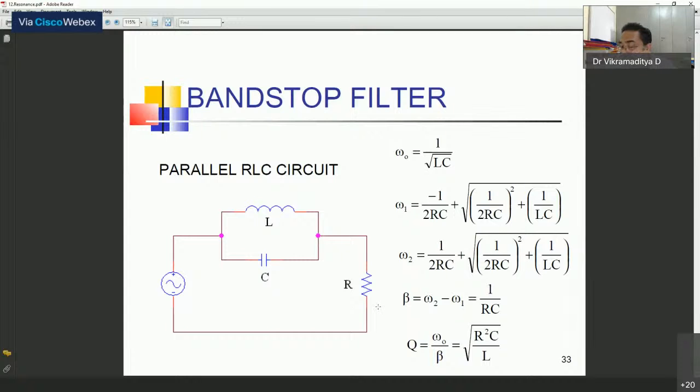Then you will get a condition for the resonance, and that condition of resonance, fortunately in this case also, omega naught comes out to be 1 upon root LC. So this is an example of band stop filter. Then similarly you can find out omega 1 and omega 2, the half power frequencies, and then you can find out bandwidth and ultimately the quality factor, omega naught upon beta. So all these things can be found out for any circuit containing R, L, and C in any configuration. You can find out resonance frequency, bandwidth, and quality factor. So these three important parameters you can easily find out for any circuit which contains R, L, and C.